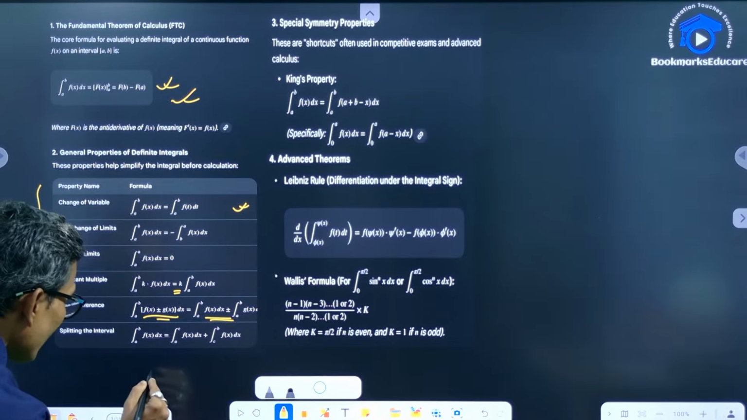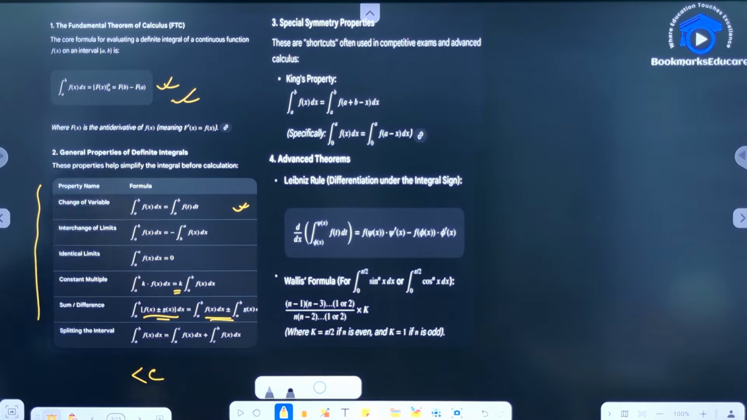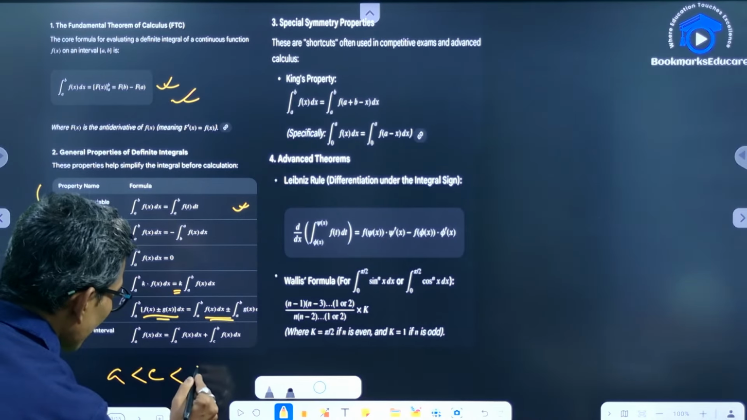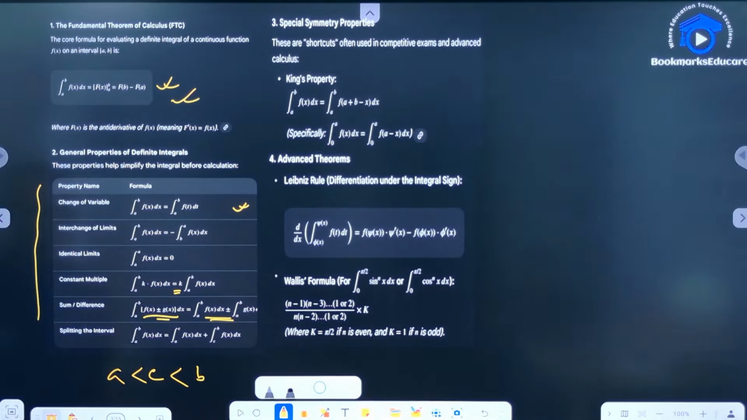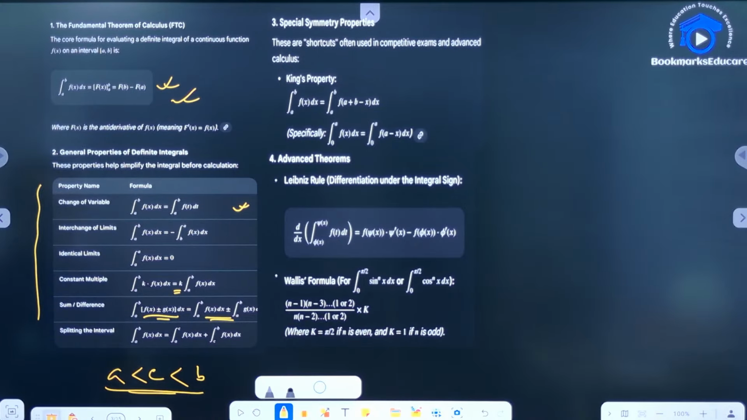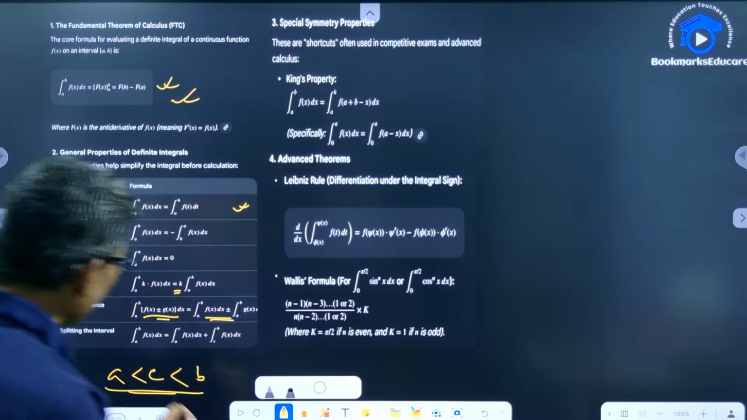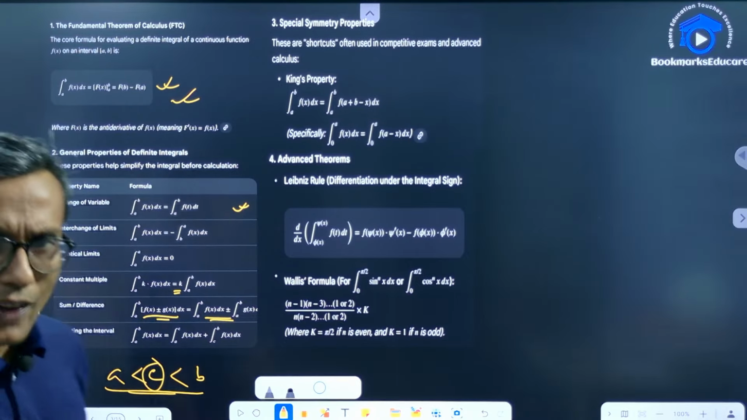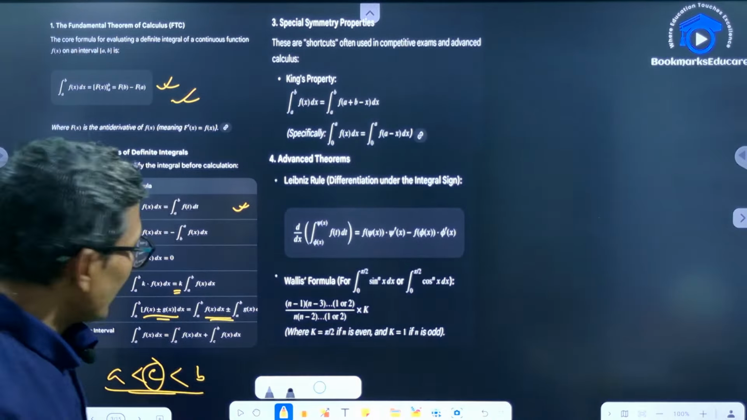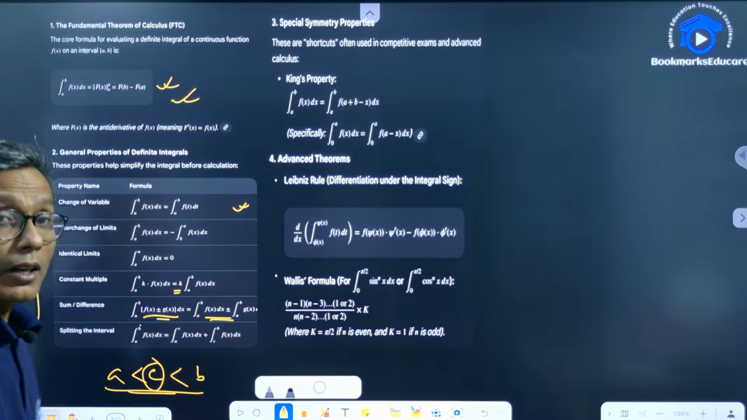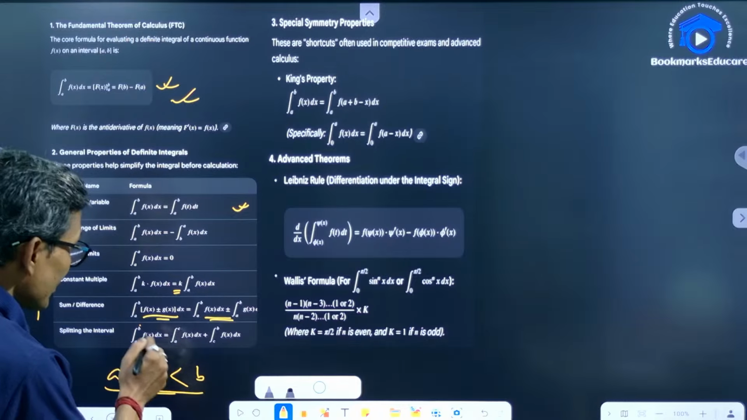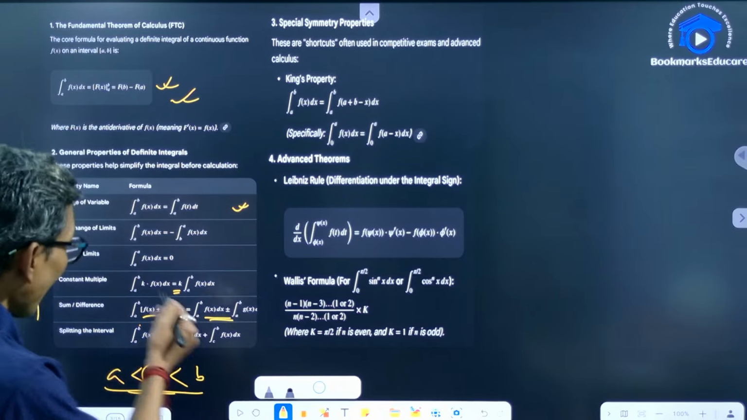This is splitting the interval. If c is greater than a and less than b, let us take c to be any value which lies between a and b. Here a means lower limit, b means upper limit. So we can split the integrand part along with the limits like this.